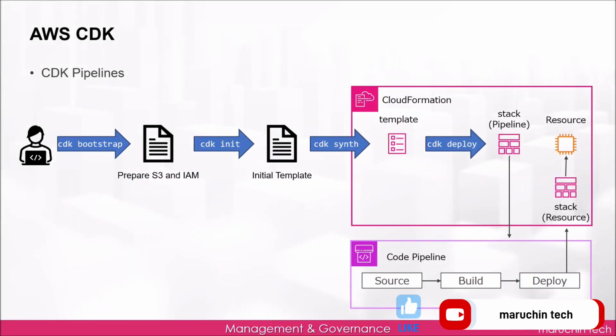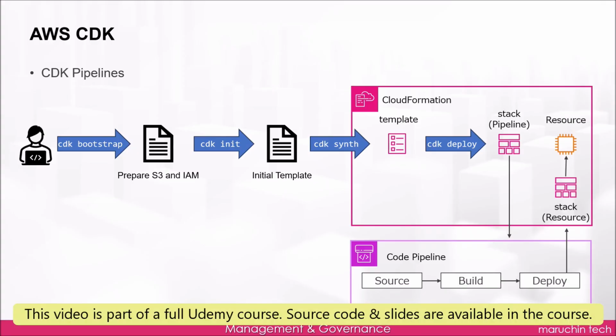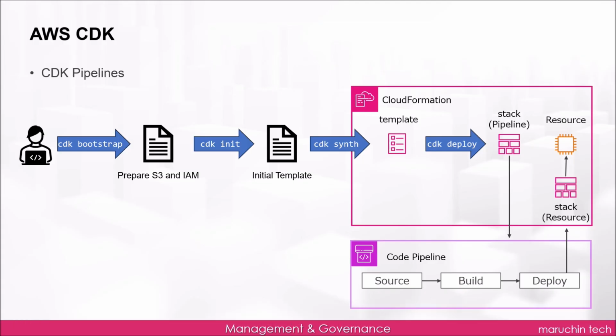So let's do the hands-on for the AWS CDK pipeline. In this hands-on, we will run the CDK commands to build a pipeline. We will build a CI/CD pipeline that automatically creates an S3 bucket triggered by a git push to a GitHub repository.